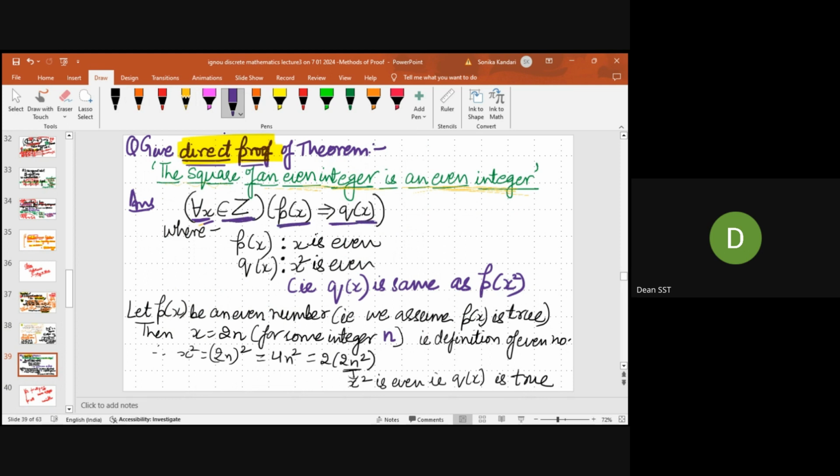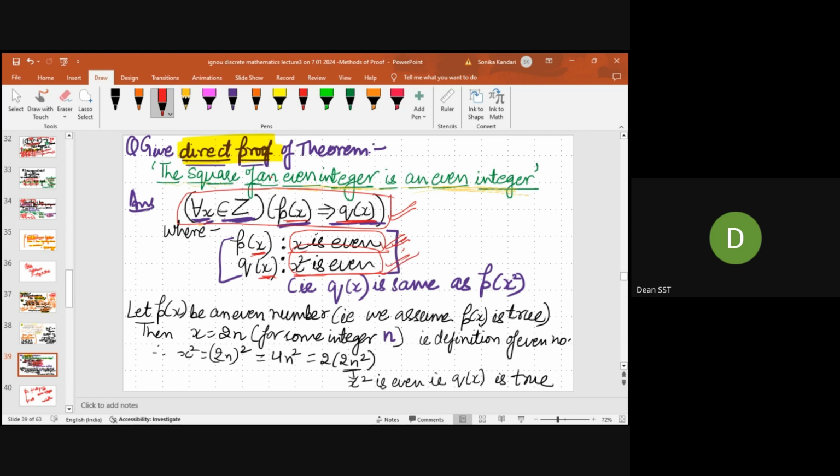Px implies qx. And what is given? Px such that x is even. So all x here are even. And qx means x square is even. This is given. Px means x is even, qx means x square is even. And we have to prove this: for all x belonging to the set of integers, px implies qx.